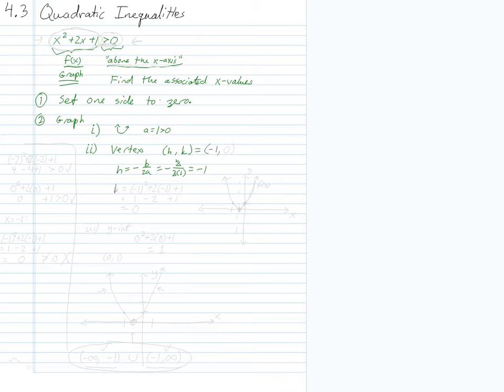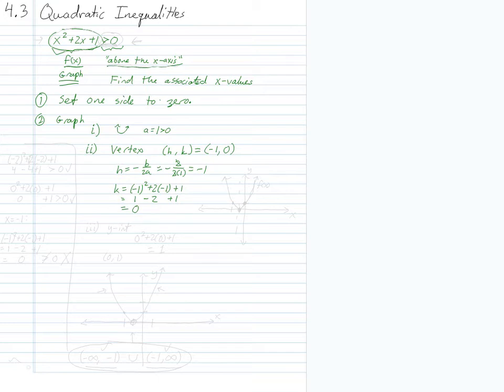And to find the y-coordinate, or k, we're going to plug negative 1 back in for x into our original inequality, or into our original function, as we're thinking of the left-hand side. So negative 1 squared plus 2 times negative 1, plus 1. Negative 1 squared gives us 1. Negative 1 times 2 is minus 2, plus 1. Alright, it looks like we end up with a y-coordinate of 0.